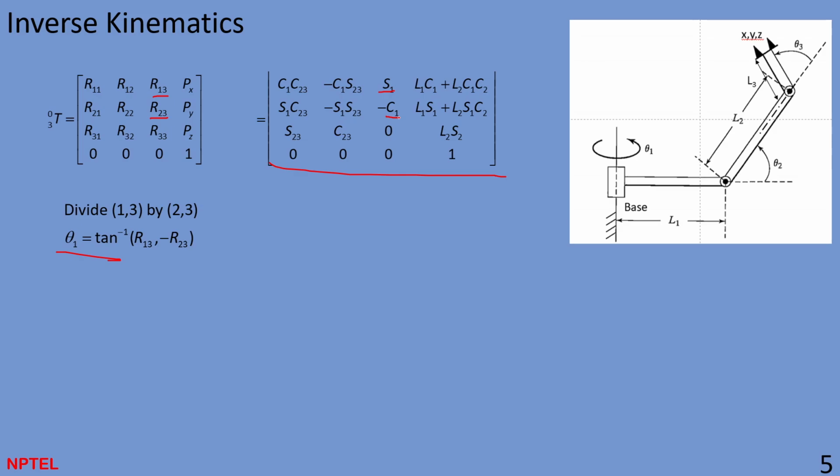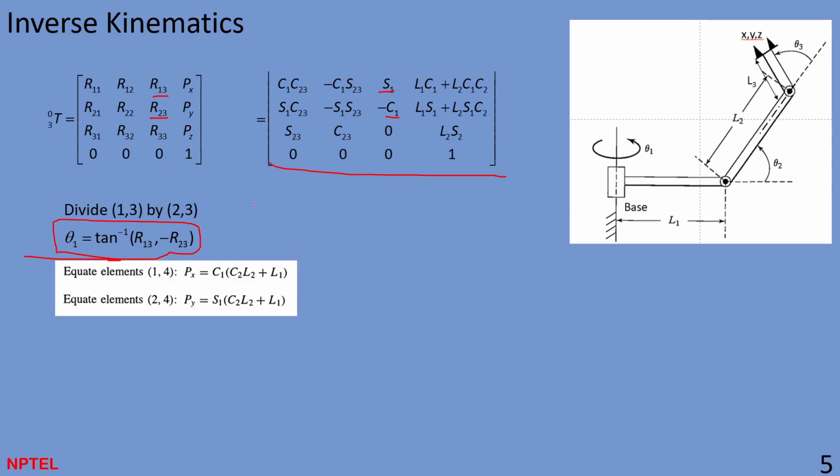A tan theta, right? And when you take that tan to the other side, it is tan inverse r13 by r23. So theta 1 you got it. Next task is to get theta 2 and theta 3. How to do it? Equate 1 4 and 2 4.